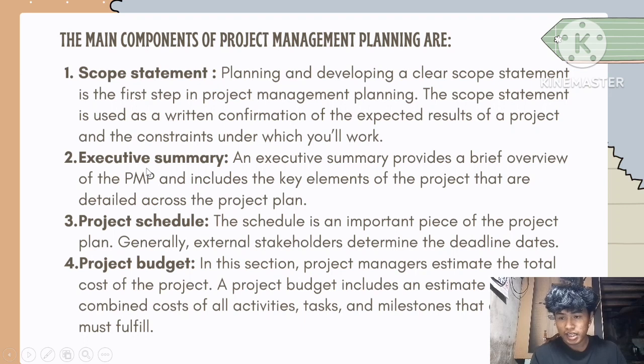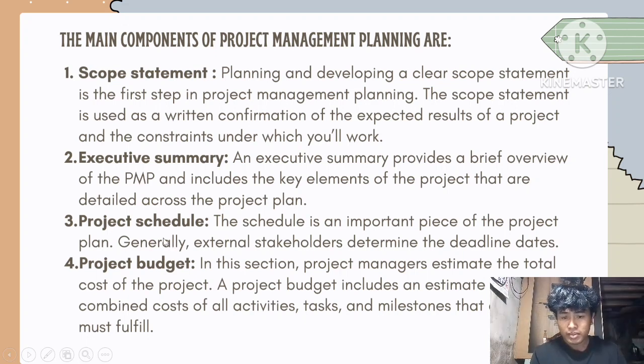And the second is the executive summary. An executive summary provides a brief overview of a PMP and includes the key elements of the project that are detailed across the project plan. The executive summary distills the key components of the project management plan, in short PMP, into a concise overview.